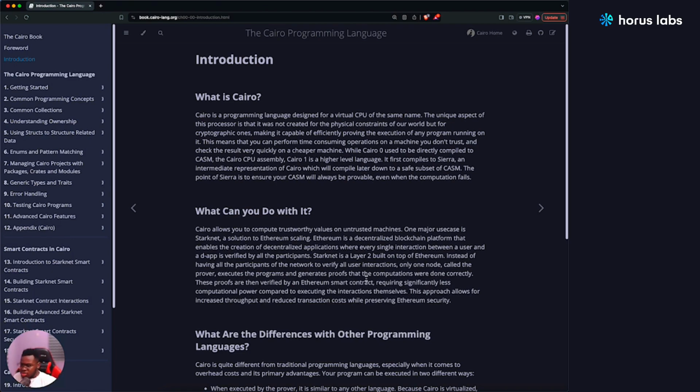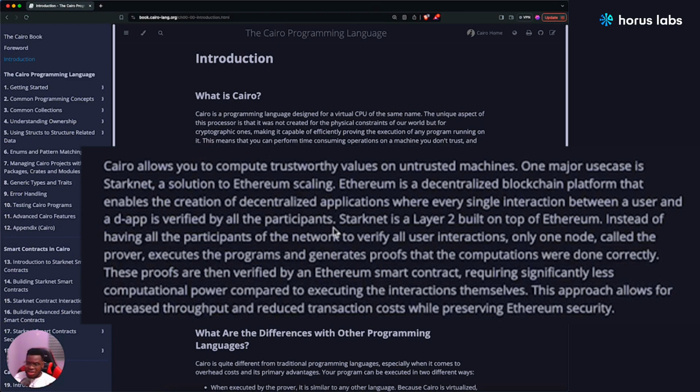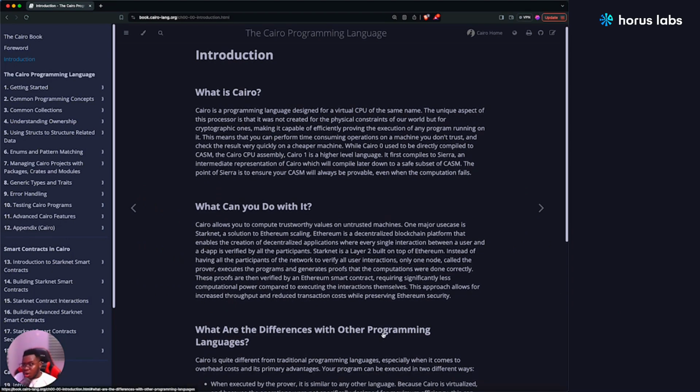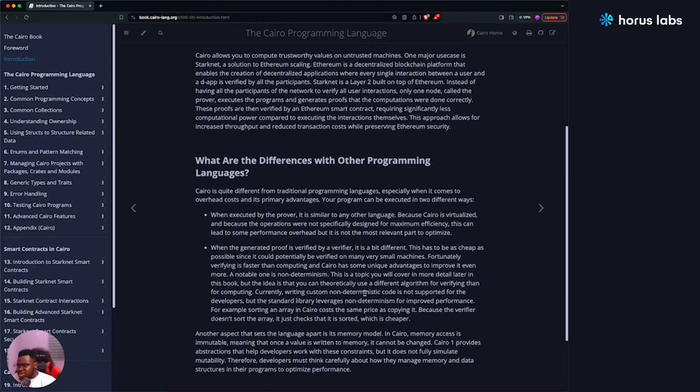All the transactions, everything you do on StarkNet, is computed off-chain and passed through the prover, which generates a proof of these transactions. This proof is sent to the L1 on Ethereum. This approach allows for increased throughput, scalability and reduced transaction cost, while at the same time preserving Ethereum's decentralization and security.